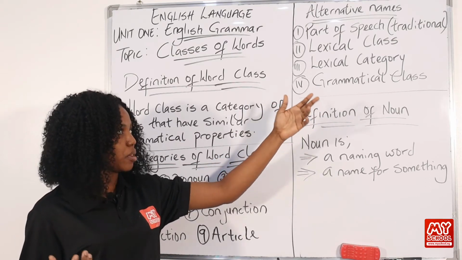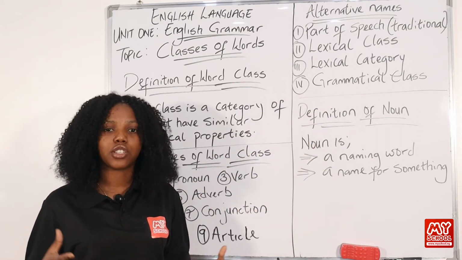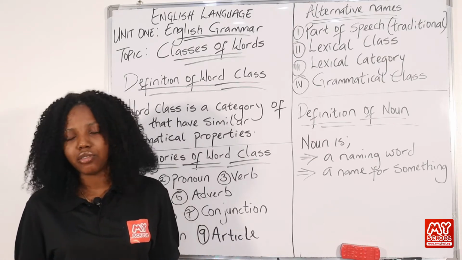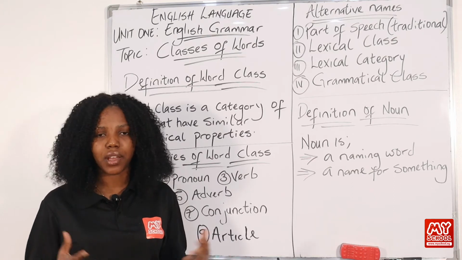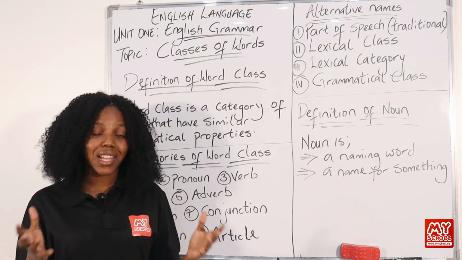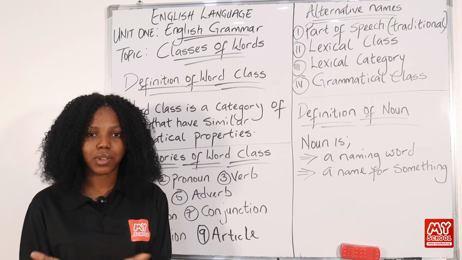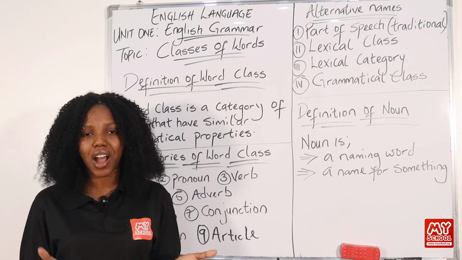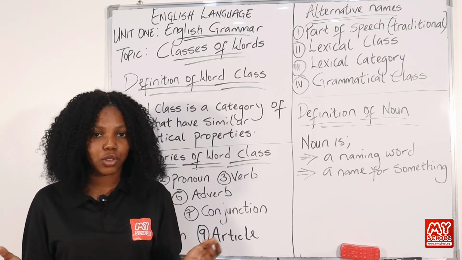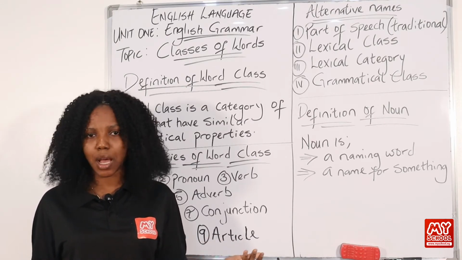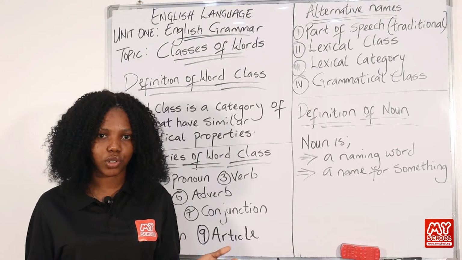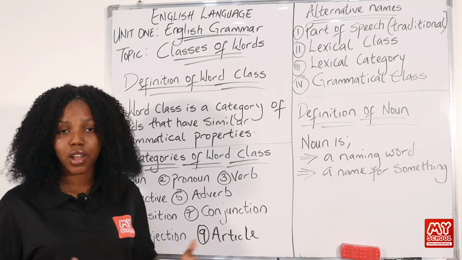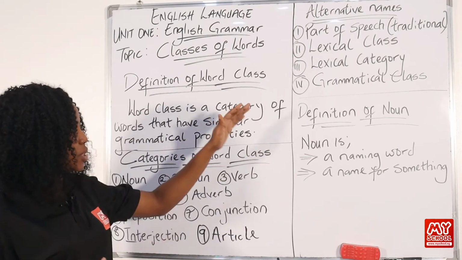Number 4, grammatical class. I've heard some modern grammarians refer to word class as grammatical class or grammatical category, and it makes a lot of sense to me, because word class is a category of words that have similar grammatical function. They perform similar grammatical function or have similar grammatical properties, so if you call it grammatical class, it's still applicable. It is logical. So I've written grammatical class as number 4, or grammatical category. That's that about objective 3.